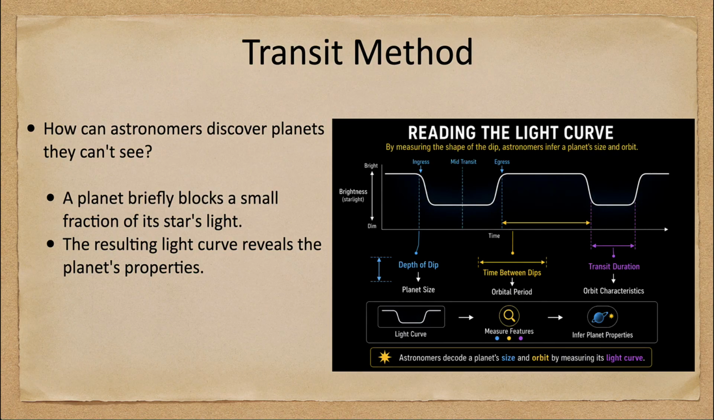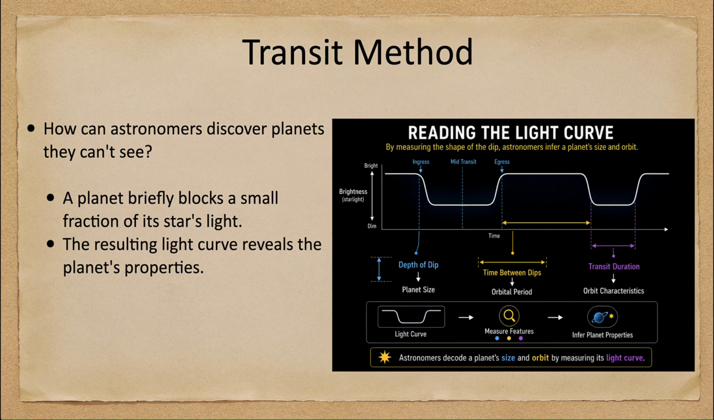If this same pattern repeats at regular intervals, it provides strong evidence that a planet is orbiting the star. Rather than seeing the planet itself, astronomers detect its presence through the subtle change it produces in the star's light.